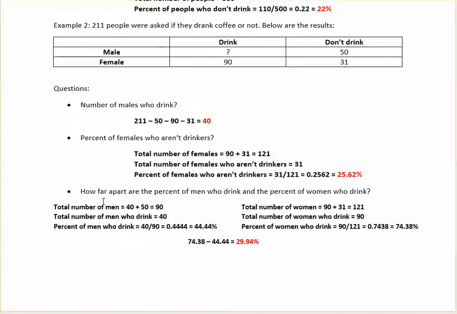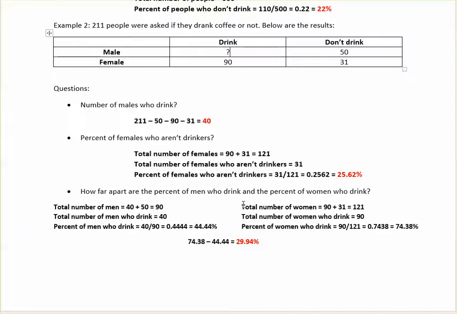So then you've got how far apart are the percent of men who drink and the percent of women who drink. Now for this one, you actually have two different things you need to find and then subtract. So we want to find the percent of men who drink. You need the total number of men, which is your 40 plus your 50, which is 90. Then the total number of men who drink is 40. 40 divided by 90 is 0.4444, repeating, which is equal to 44.44%.